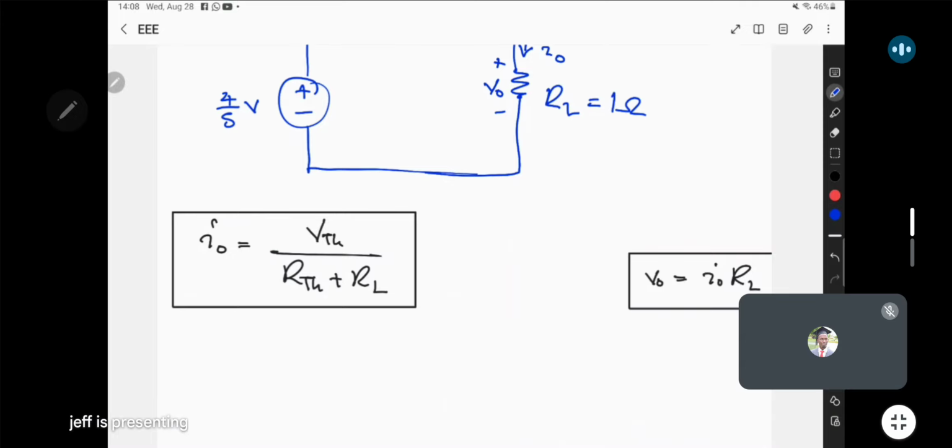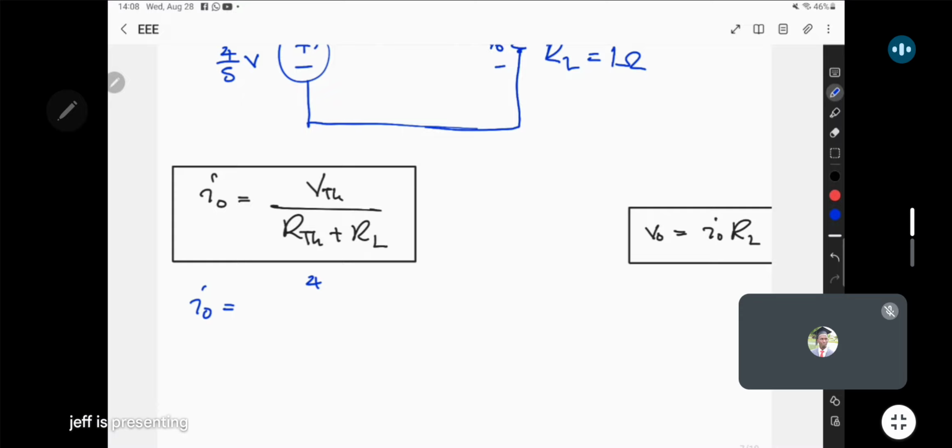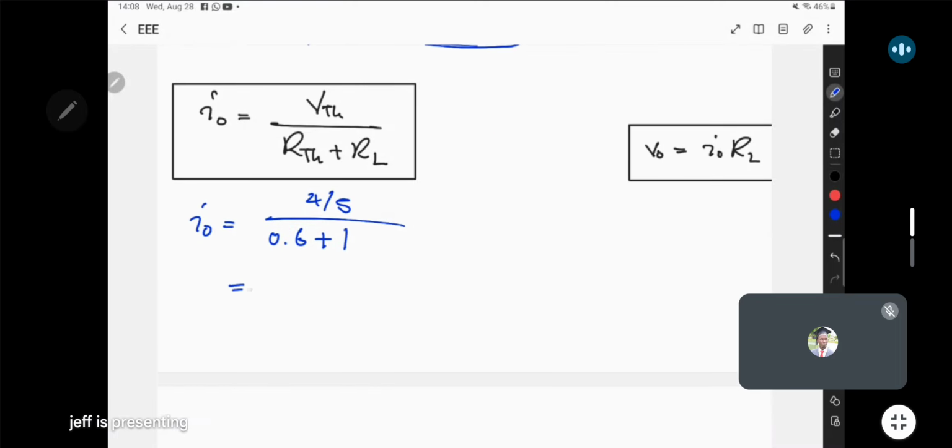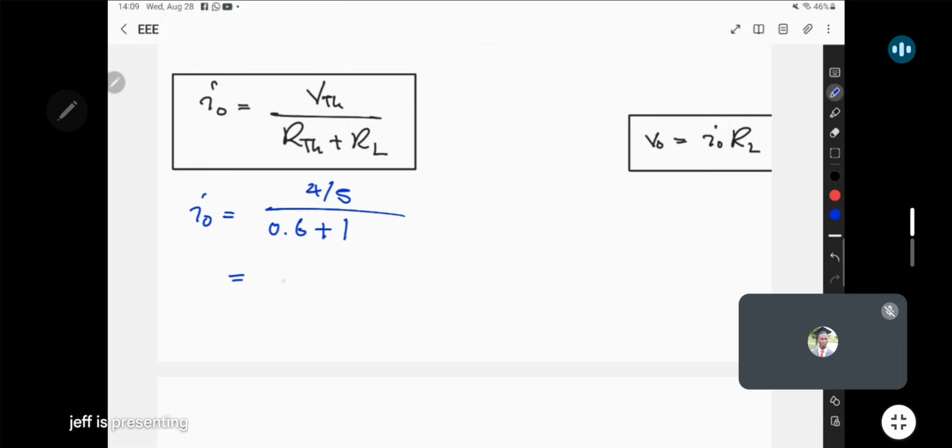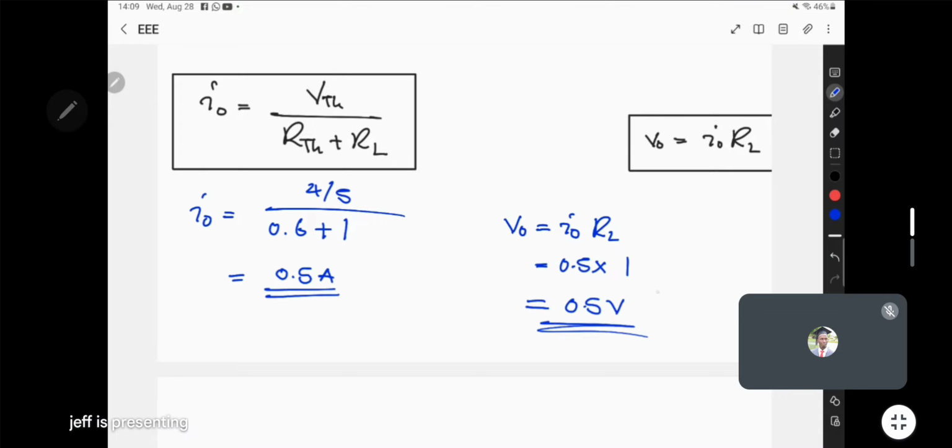Okay, so for I0, V Thevenin is 4 over 5. Our R Thevenin 0.6, our load 1. So what are we getting here? So we get 0.5 amps. Now V0. V0 will just be I0 multiplying our load. I0 we just found 0.5. R is 1 ohm. So this is 0.5 volts now. So we have just obtained I0 and V0 for our circuit.